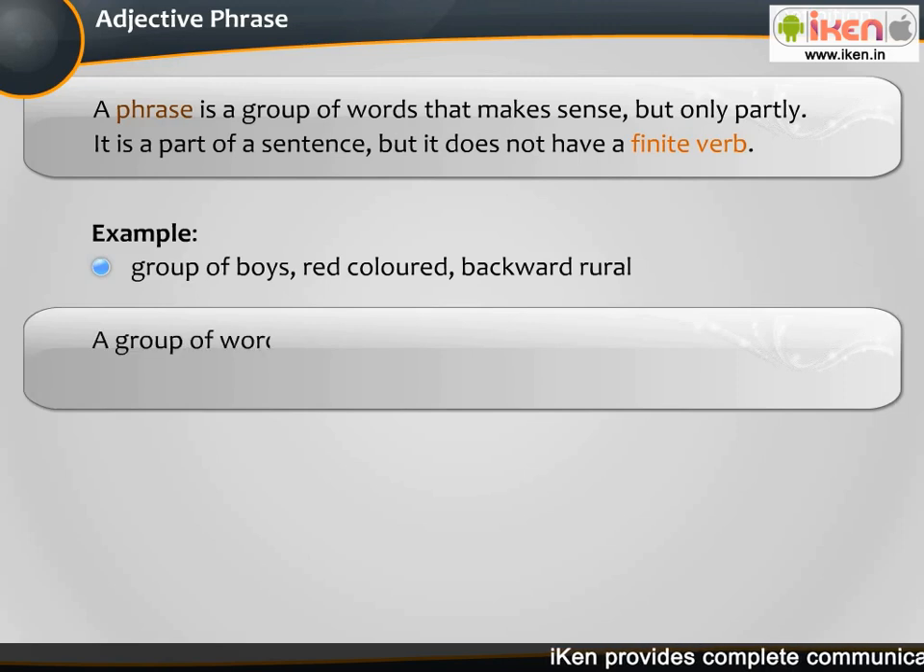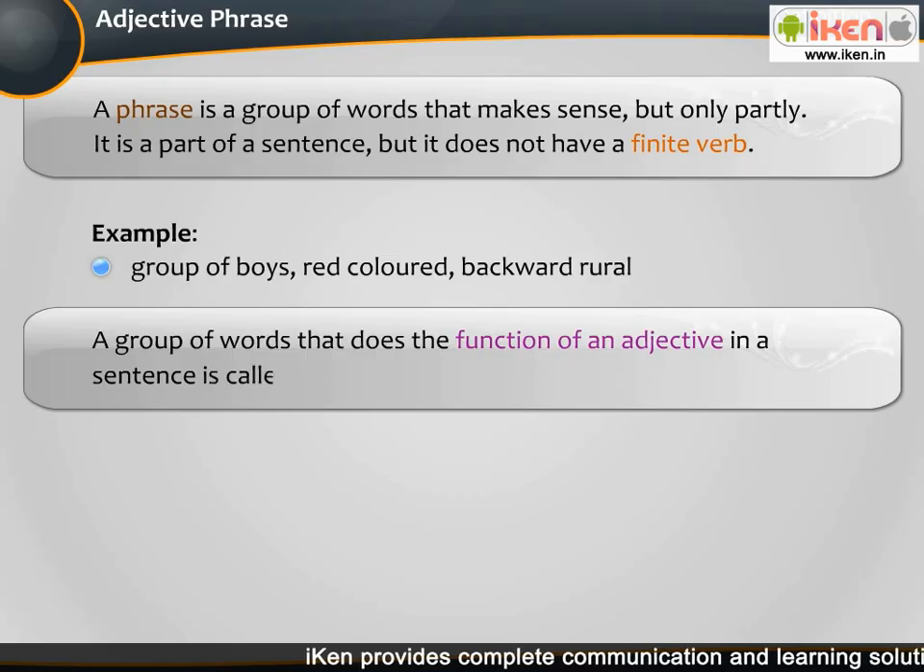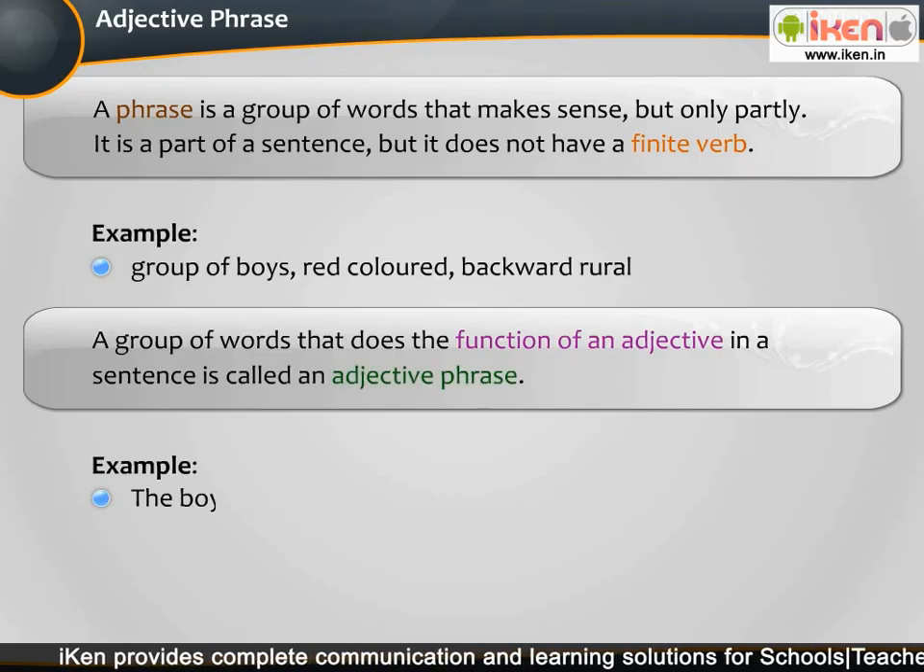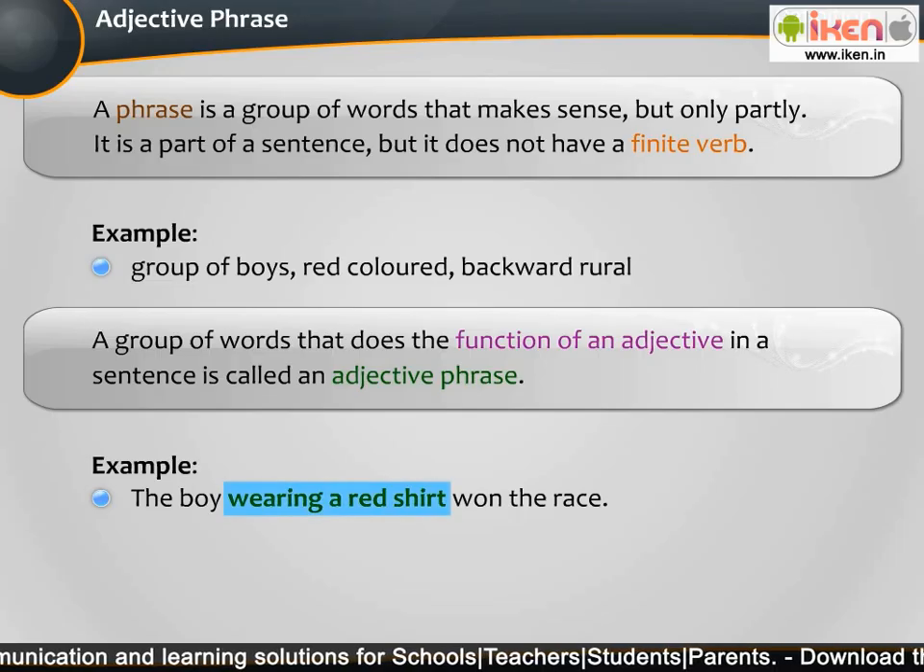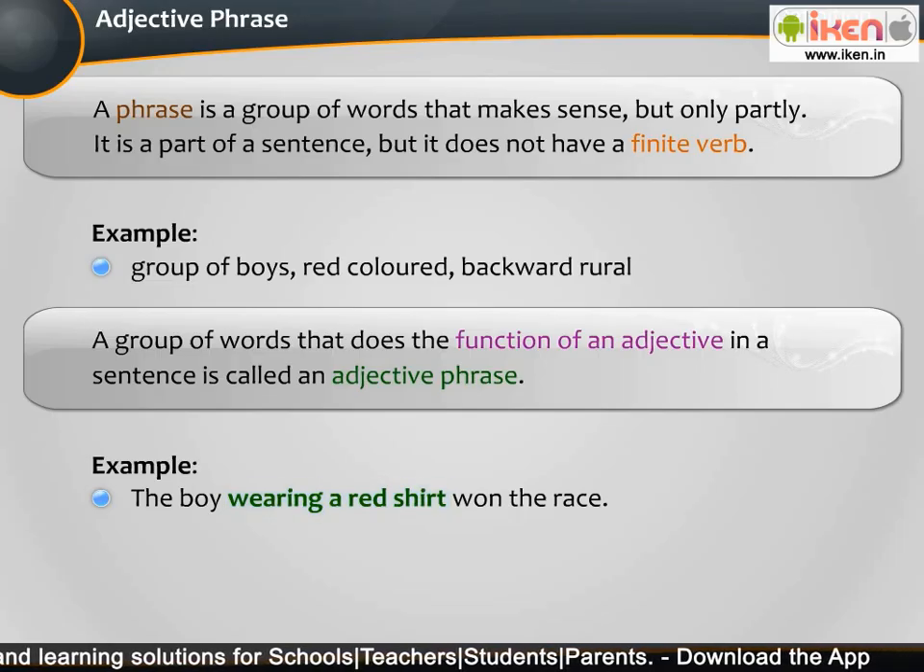A group of words that does the function of an adjective in a sentence is called an adjective phrase. For example, the boy wearing a red shirt won the race. In this sentence, the phrase wearing a red shirt is an adjective phrase.